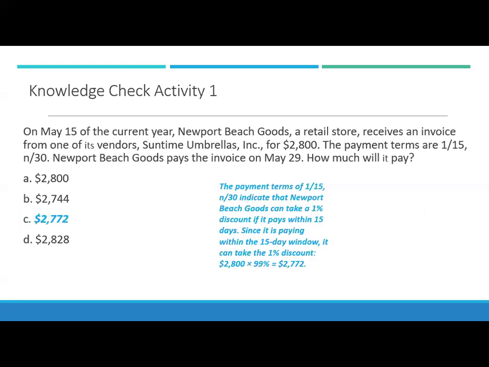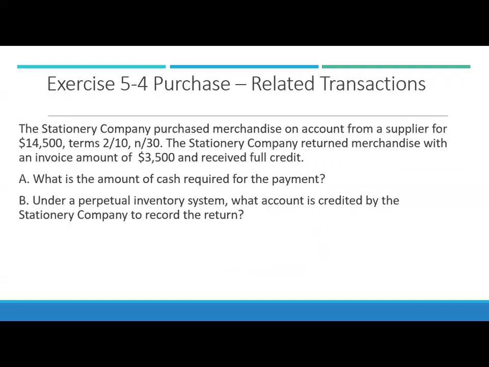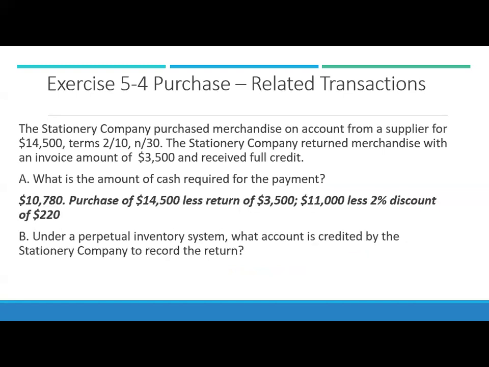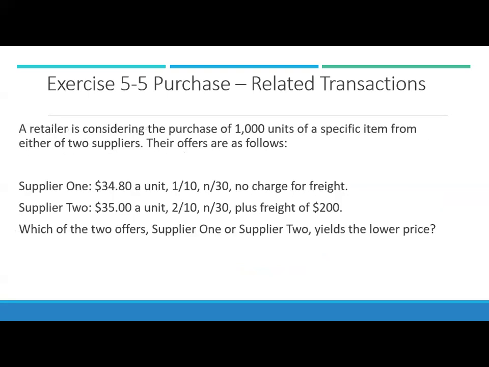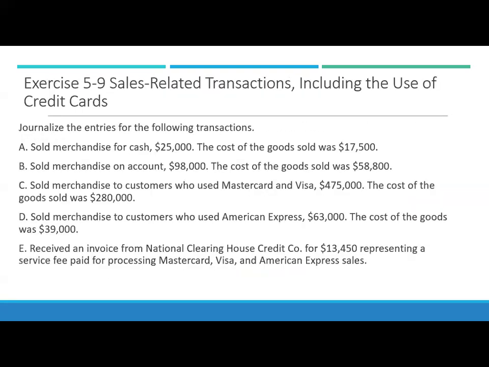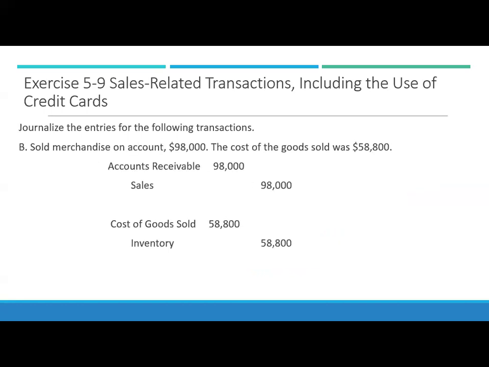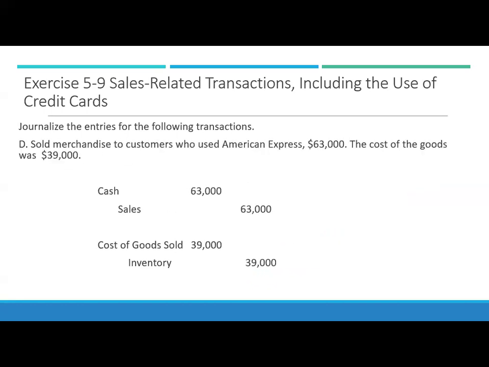So, for example, if the terms are 1/15 net 30, that's going to be a 1% discount if paid within 15 days. And I'm just skipping these examples because we need to get to the periodic method.